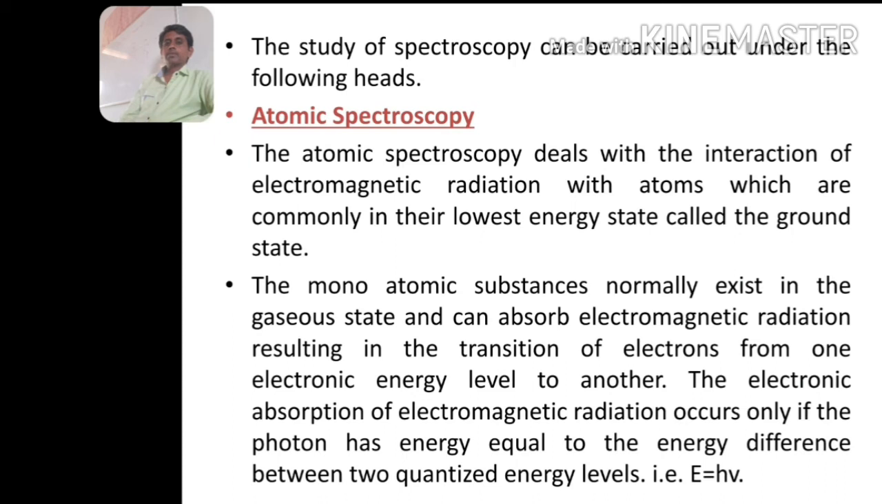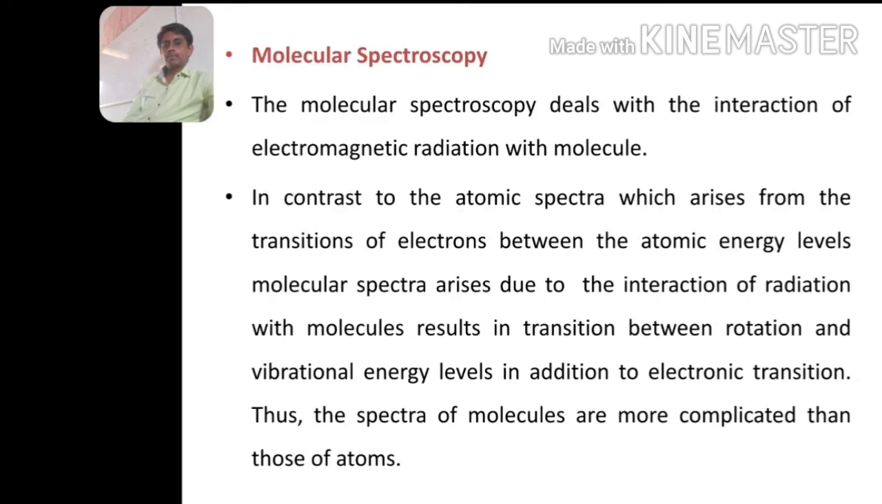The electronic absorption of electromagnetic radiation occurs, means electronic excitation to a higher energy level happens, only if the photon has energy equal to the energy difference between two quantized energy levels, that is E equals h nu, where h is Planck's constant and nu is the frequency of absorbed radiation.